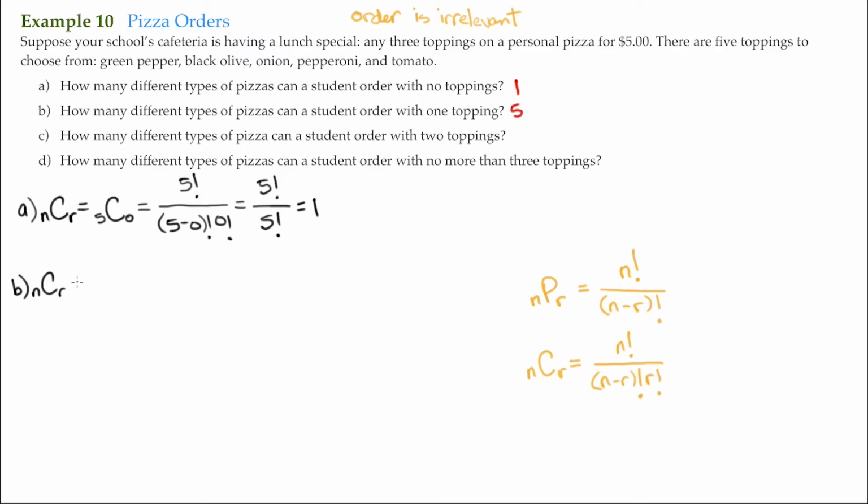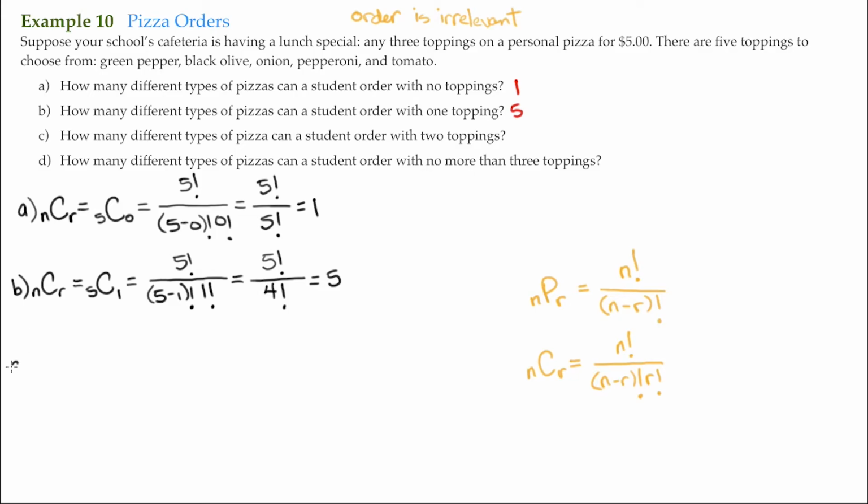N choose R. That's going to be 5 choose 1. 5 factorial over 5 minus 1 factorial times 1 factorial. And don't forget, 1 factorial also equals 1. This becomes 5 factorial over 5 minus 1 factorial, that's 4 factorial. 4 factorial in the denominator will factor out 4 factorial in the numerator, leaving us with 5, which again, we figured out logically.